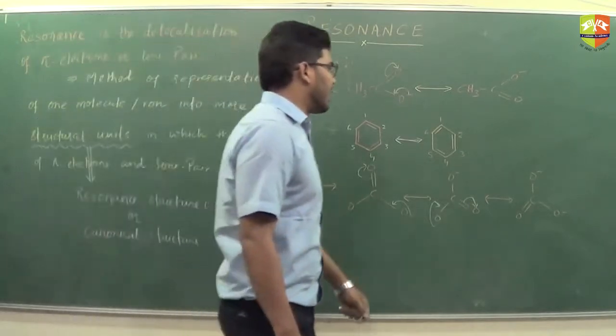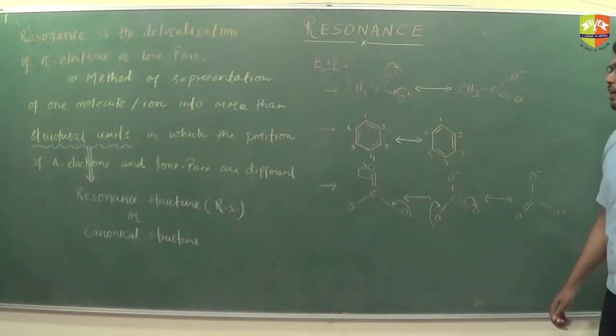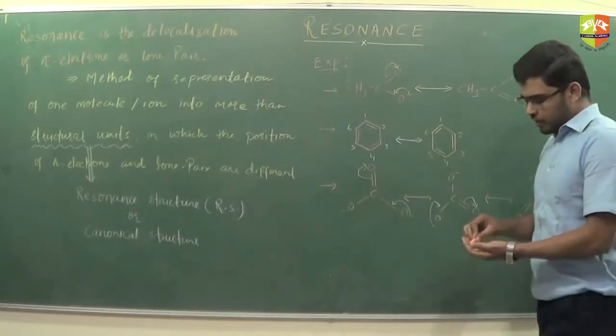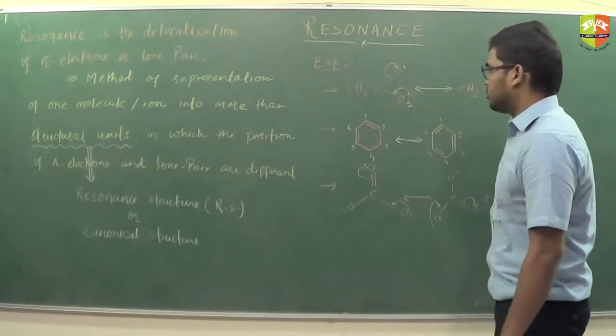If you analyze all these structures one by one, the position of lone pair and pi electron is different here. Suppose I write down, this is the first oxygen and this is the second oxygen.